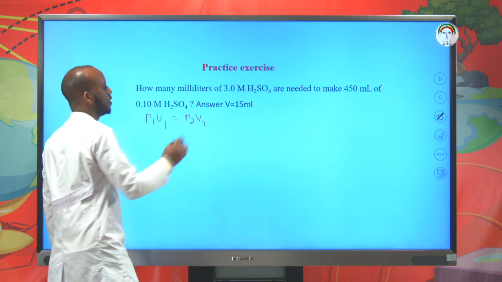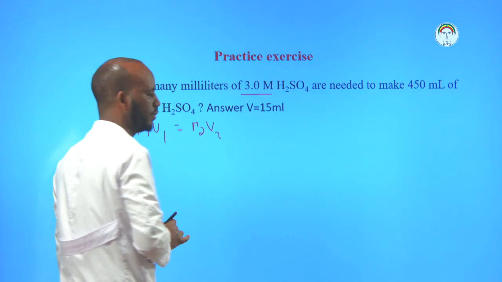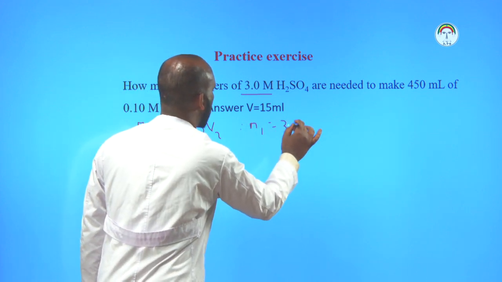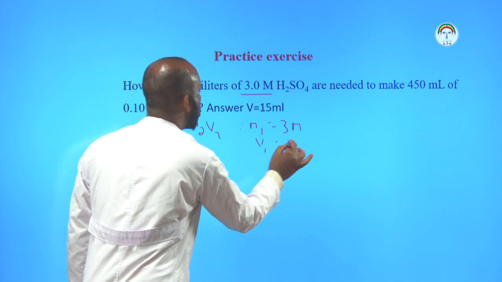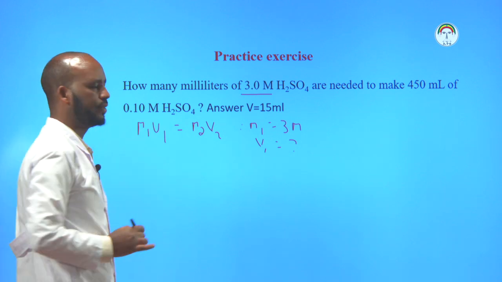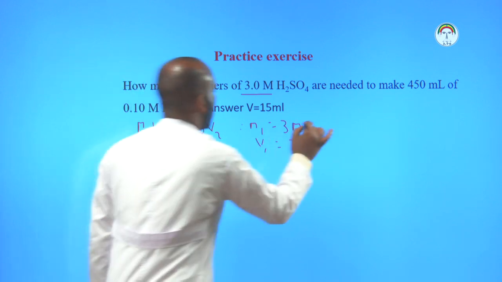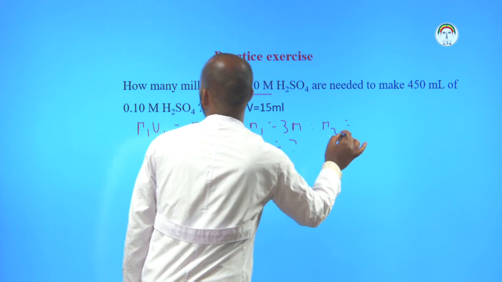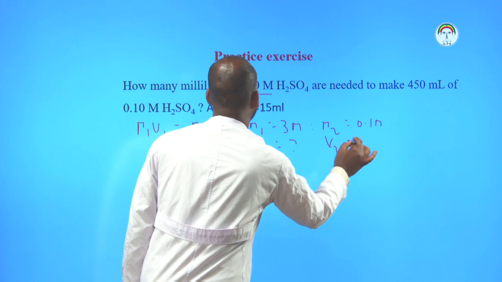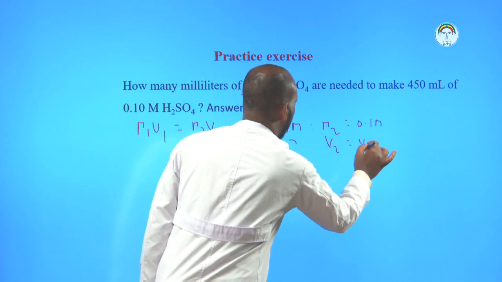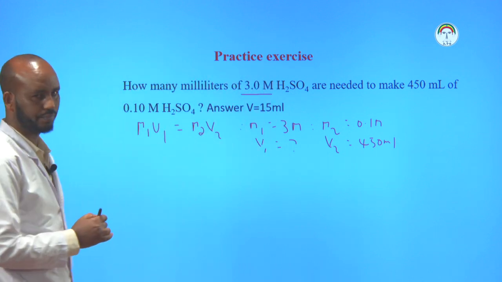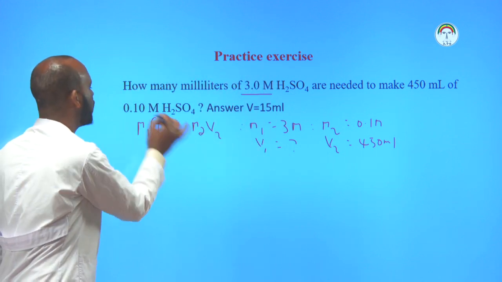What is given? Initial concentration, initial molarity, M1 is 3 molar. V1 is unknown. Final volume and final concentration are given. Molarity 2, M2, is 0.1 molar. Final volume V2 is 450 milliliter. You are asked to calculate the initial volume, V1.